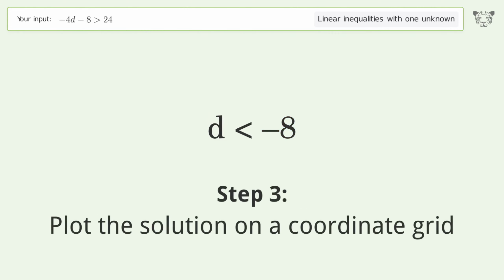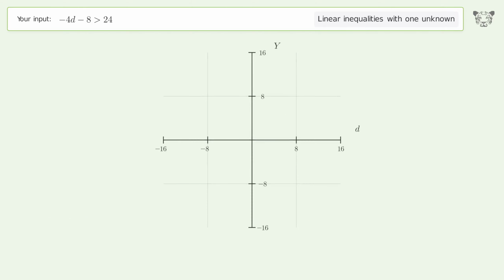Plot the solution on a coordinate grid. And so the final result is d smaller than -8.